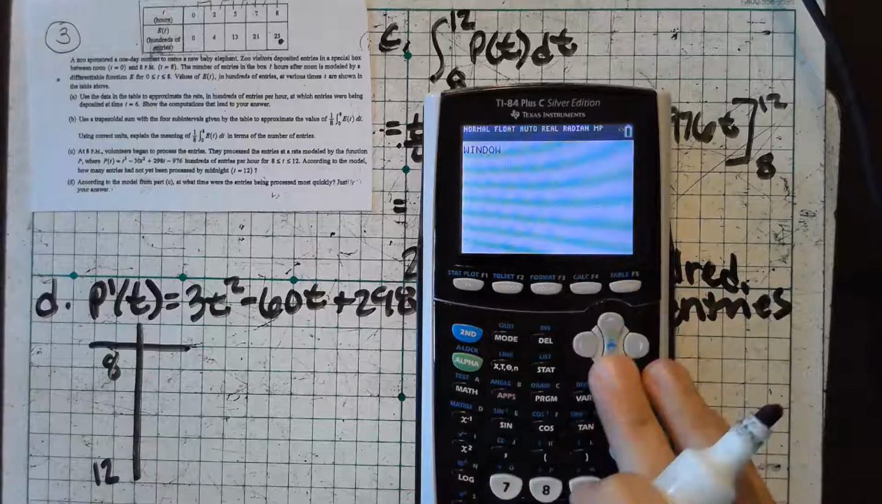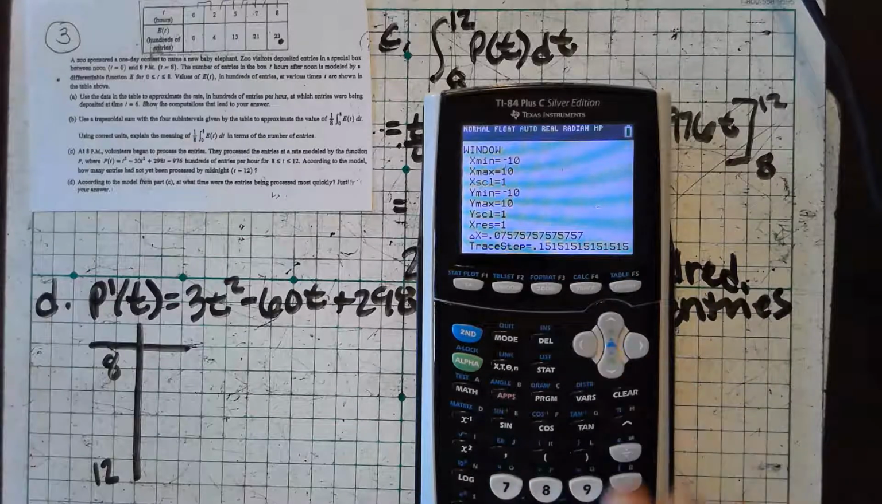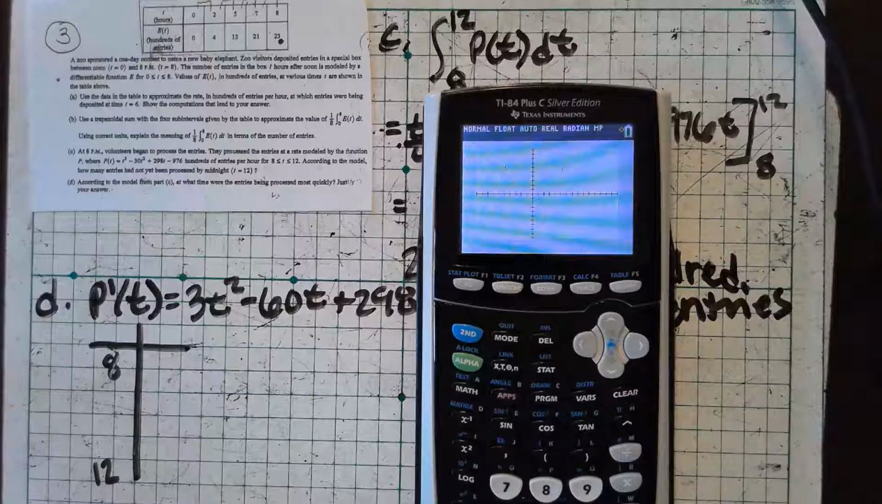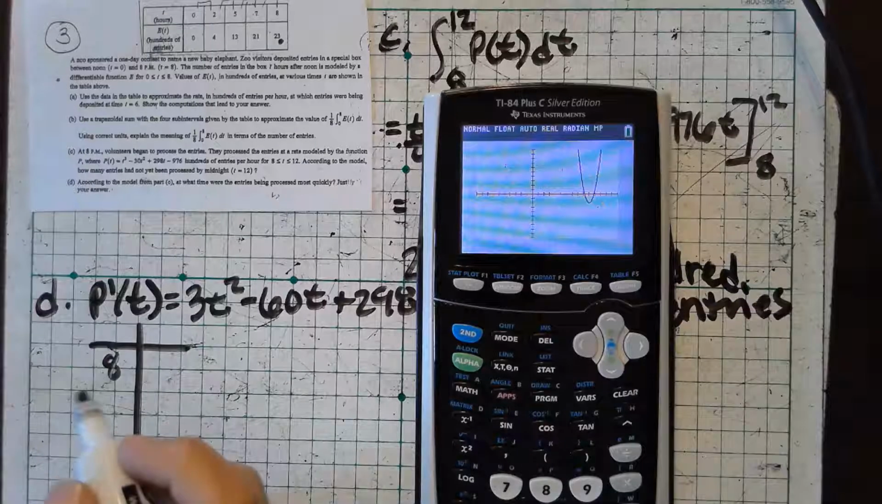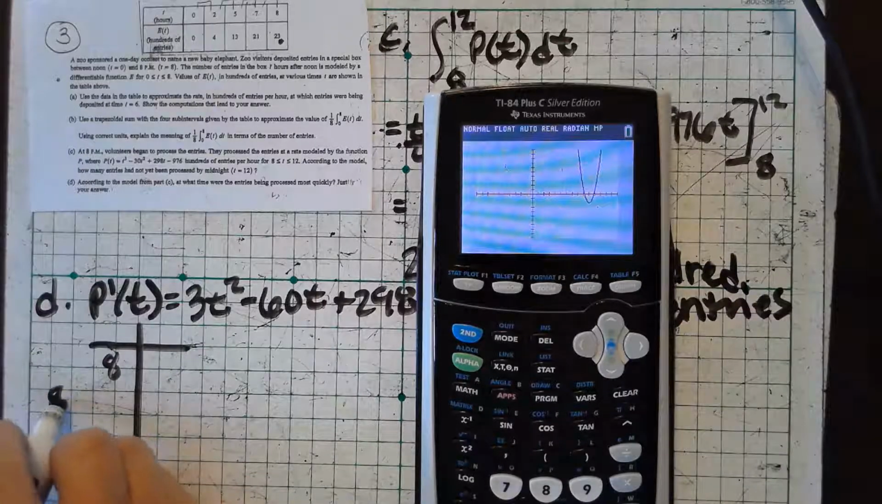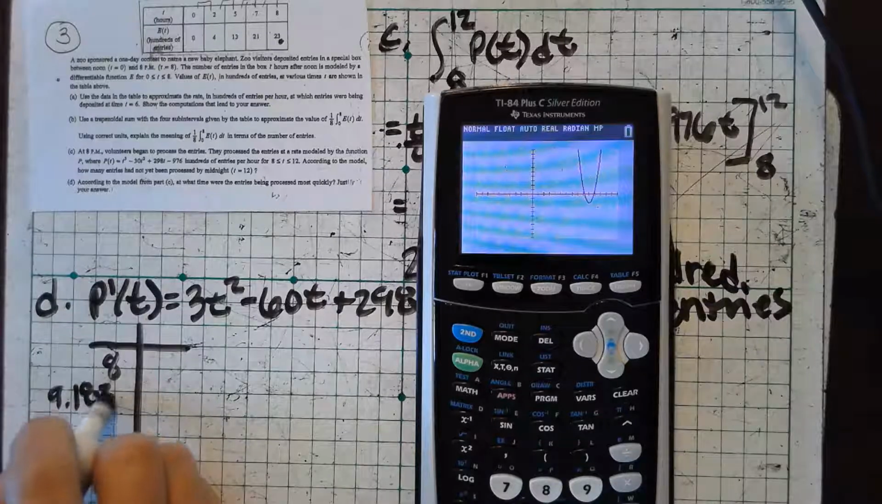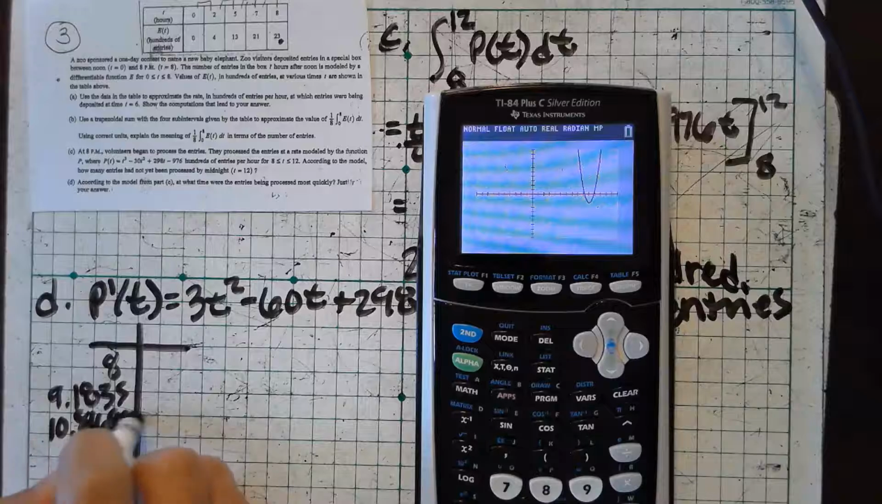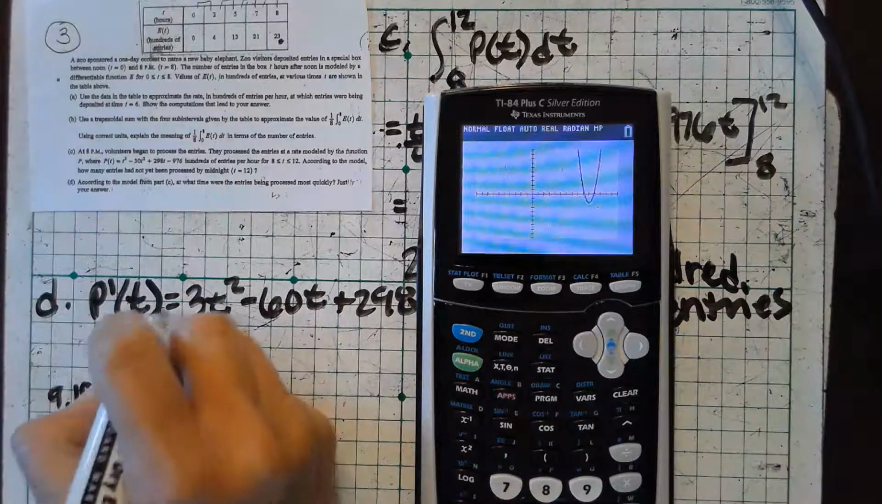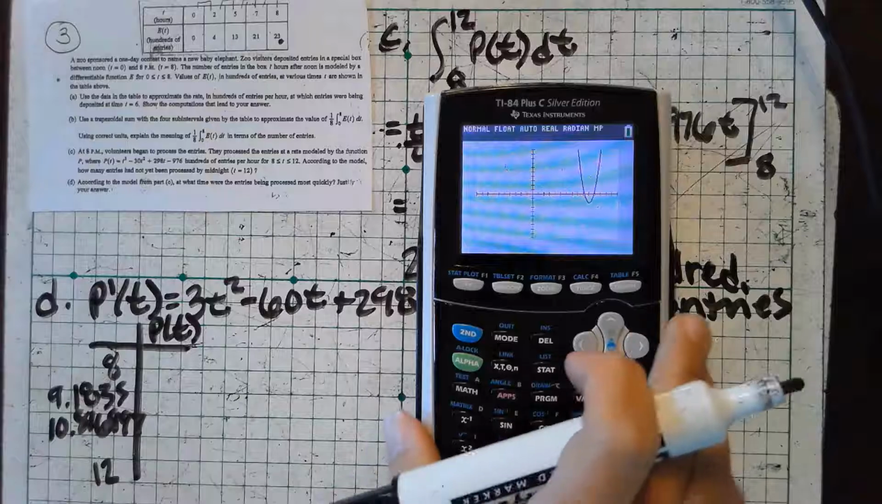All right, I'm going to go ahead and change my window just because I know where it needs to be. I'm going to say 15. All right, and I've got 2 right here. And when I say second trace intersect, I got one of them to be 9.1835, and the other one at 10.816997.